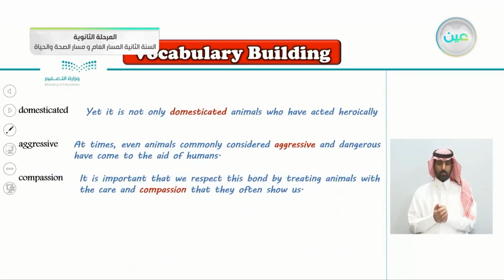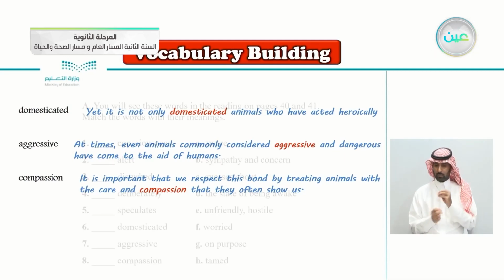And here, domesticated: yet it is not only domesticated animals who have acted heroically. Aggressive, I think you know the meaning of this word. At times, even animals commonly considered aggressive and dangerous have come to the aid of humans. Compassion: it is important that we respect this bond by treating animals with the care and compassion that they often show us. So these are the words in the text we'll be learning next lesson.